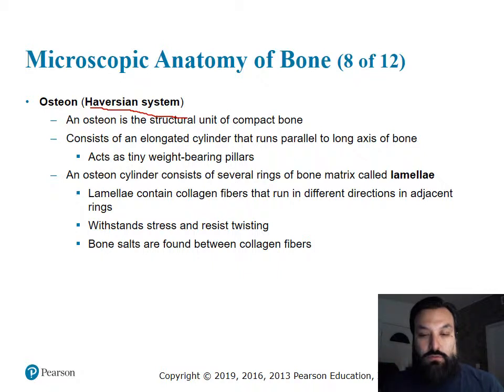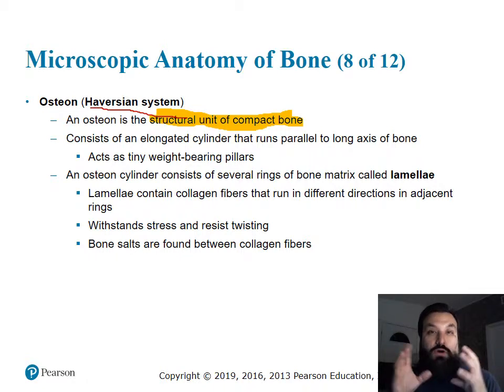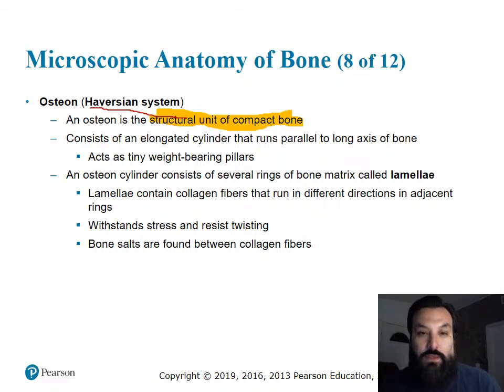Okay, an osteon is one structural unit of compact bone. Just one structural unit. Okay, one structural unit of compact bone, and that's one osteon. Now, several osteons together, in fact, make up compact bone itself. So many osteons put together make up compact bone.